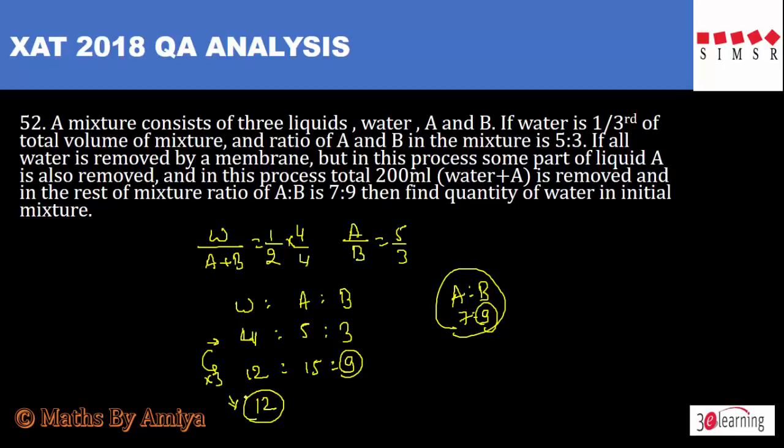Here I am going to remove the complete part of the water. So I am going to remove the 12 part of the water and only 7 part of A. So I am going to remove 8 part. So we remove water 12 part, A 8 part. So total we remove the 20 parts if we go in the 12:8 ratio. And total removed is 200 ml. So this becomes 200. So 120 should be the water part. So the water part removed is 120 ml. I hope this one is clear.